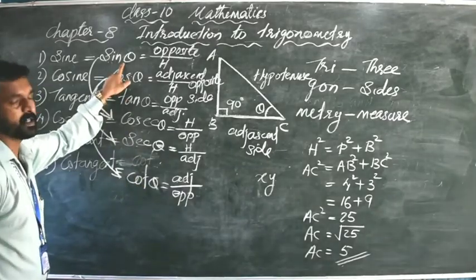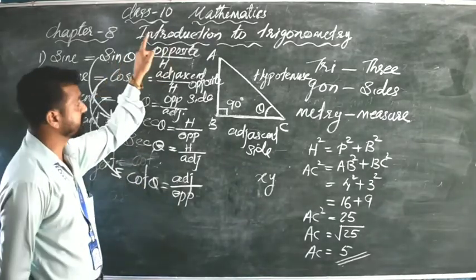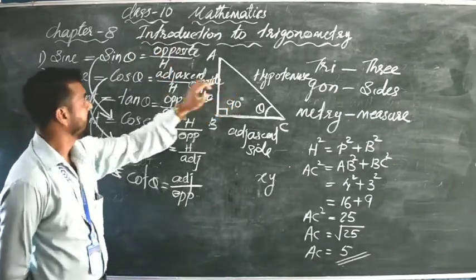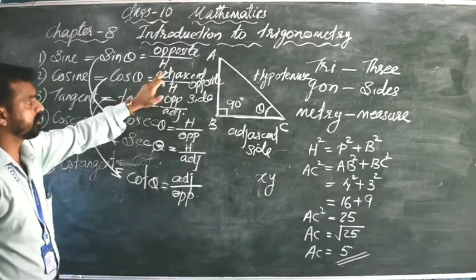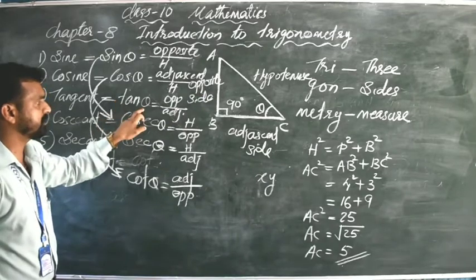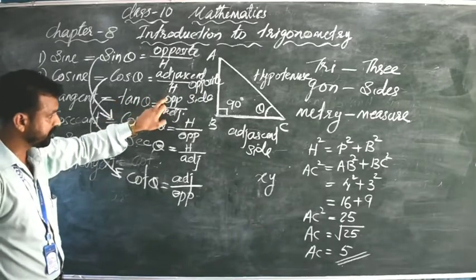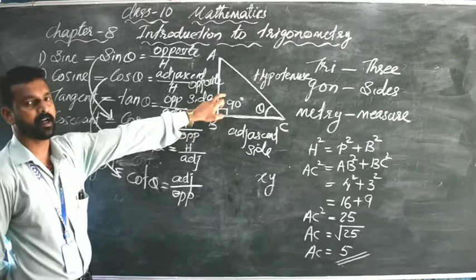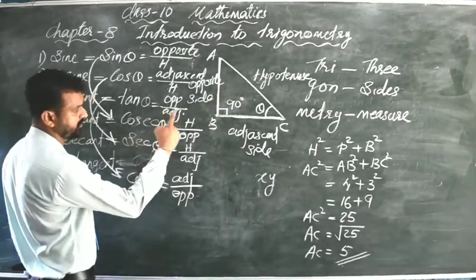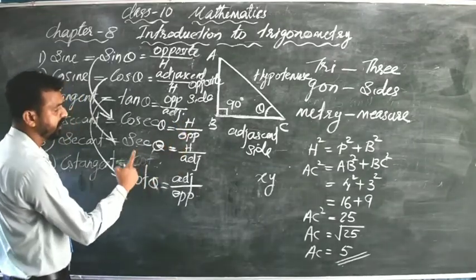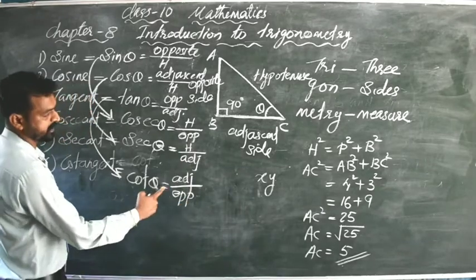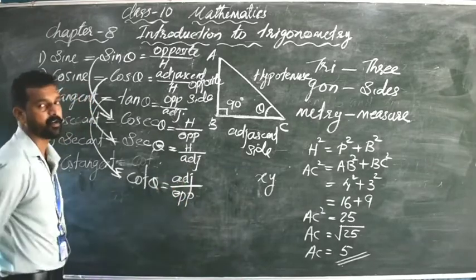Sin theta is the ratio between the opposite side and the hypotenuse of a right angled triangle. Cos theta is the ratio between the adjacent side and hypotenuse of a right angled triangle. Tan theta is the ratio between the opposite side and adjacent side of a right angled triangle. Cosec theta is the ratio between the hypotenuse and opposite side. Sec theta is the ratio between the hypotenuse and adjacent side. And cot theta is the ratio between the adjacent side and the opposite side.